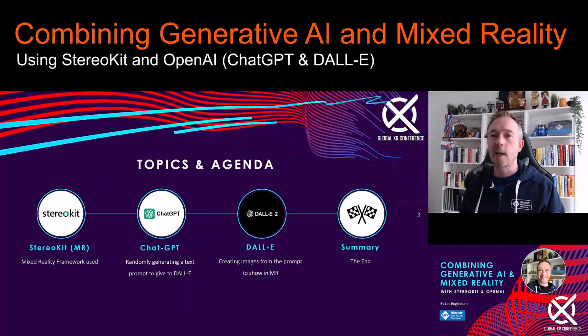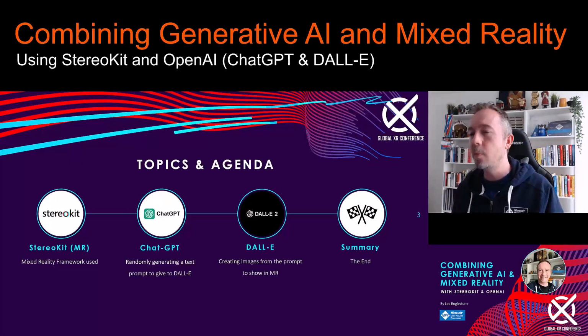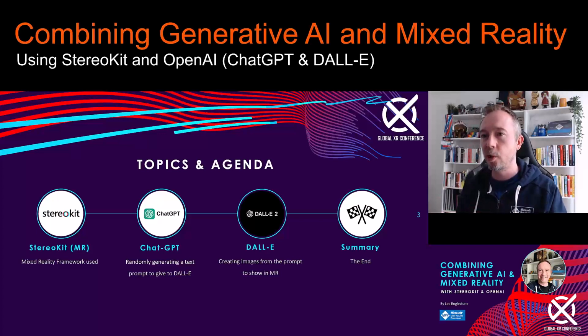Okay, so what we're going to look at today is a number of different technologies to show how we can create generative AI experiences inside mixed reality. In particular, we're going to use StereoKit to create the mixed reality part and talk a little bit about what StereoKit is and how to use it. We're going to look at how we call Chat GPT to generate some text from OpenAI, and we're looking at DALL-E, in particular I think DALL-E 2, to generate some images for generative AI from OpenAI, and then we'll summarize at the end.